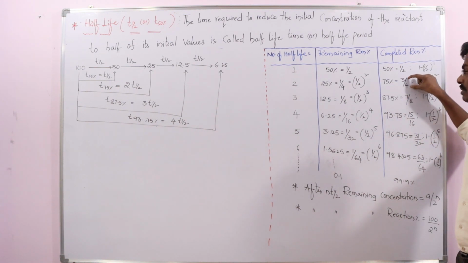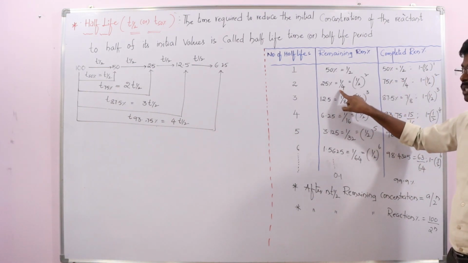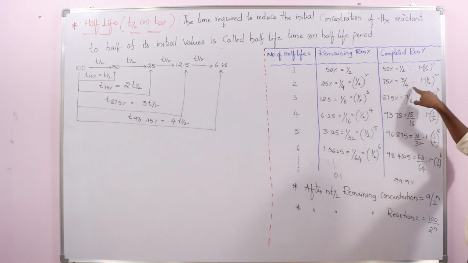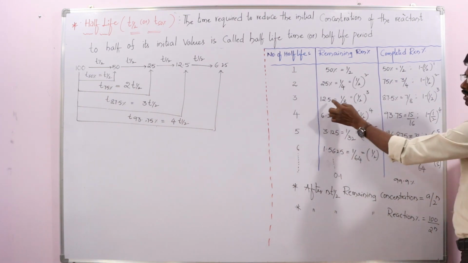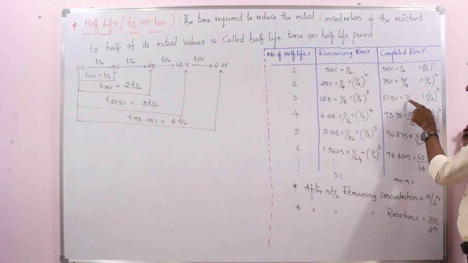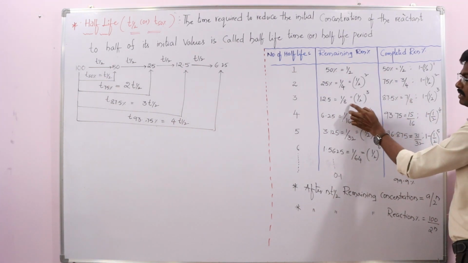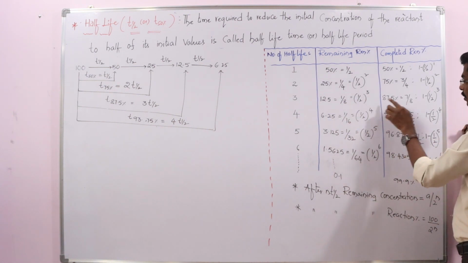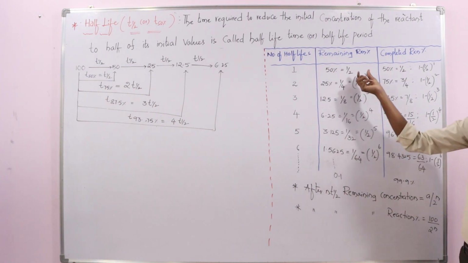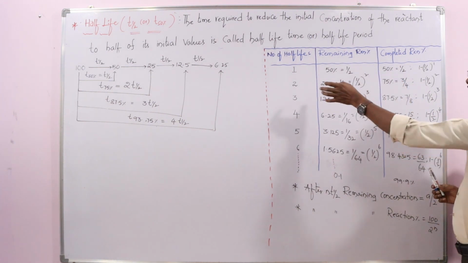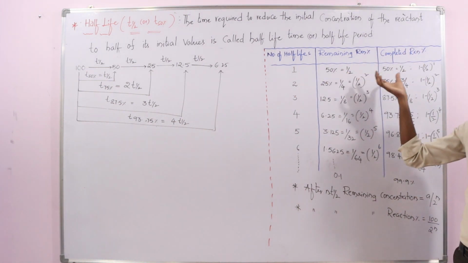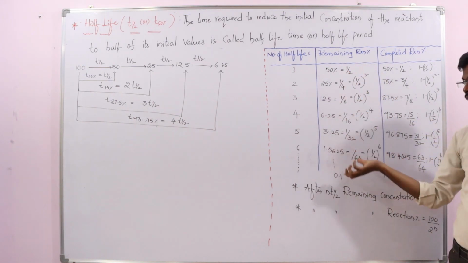I have given it in terms of fractions. Here, how much is left? 1 by 4th. So 1 by 4th is given here. Here 12.5 is left and completed is 87.5, so the fraction is 7 by 8. How much is left here? 1 by 8, that is 1 by 2 whole cube, and completed is 1 minus 1 by 2 whole cube. Just observe this. So you get a simple clarity, and I have given the relation between the half-lives and the fraction of the reaction, how much is completed and how much is left.